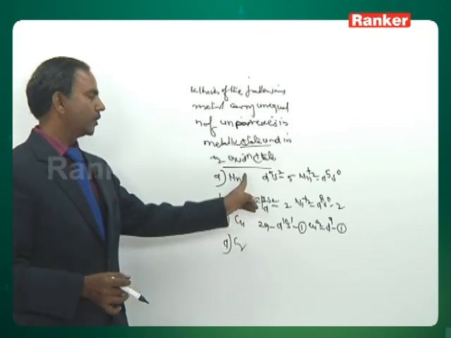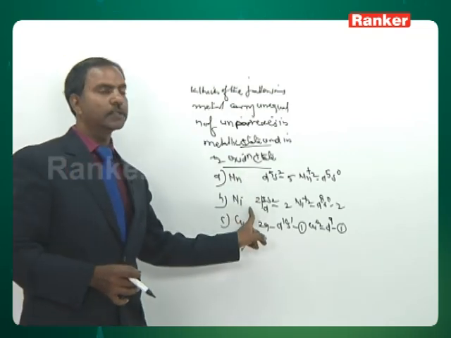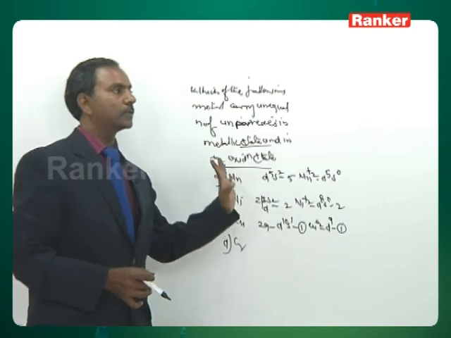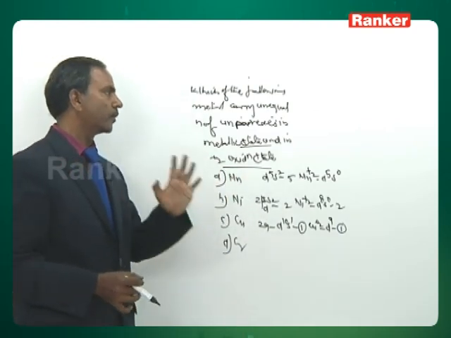This one is carrying an equal number of unpaired electrons. It is also carrying an equal number. The third one is also carrying an equal number of unpaired electrons. These are not the answer.